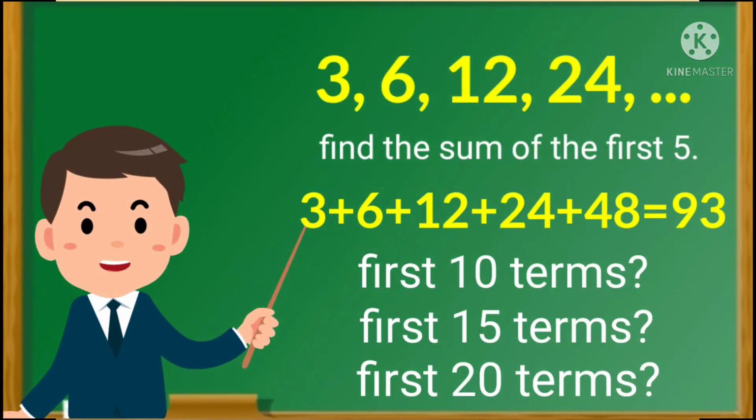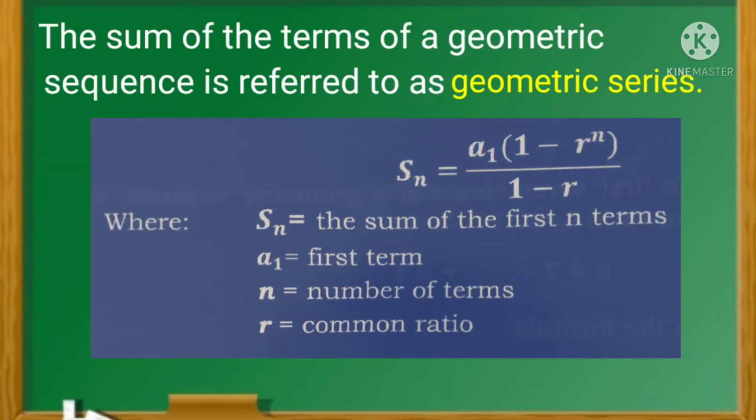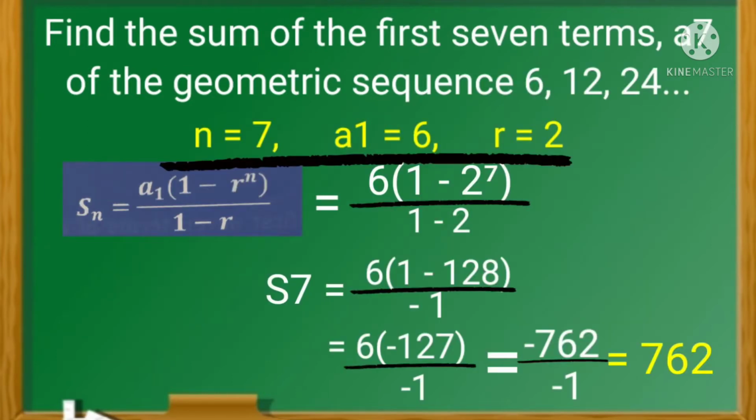In the previous lesson, you have learned about finding the sum of the terms of a finite geometric series using a formula. Since the sequence is finite, we can easily find the sum. But what if the sequence has no last term? Can you possibly find the sum? This video will discuss to you how to find the sum of the terms of infinite geometric sequences.